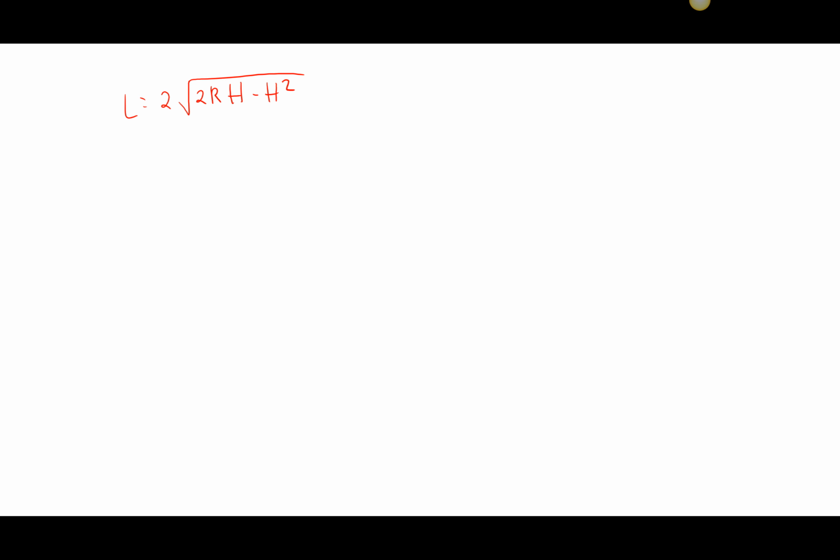So again, you got to use PEMDAS. So you do everything under the parentheses first, then under the square root first, then take the square root and multiply it by 2. Our values are R equals 6.5 feet and H equals 4 feet. So we'll go in and plug that in.